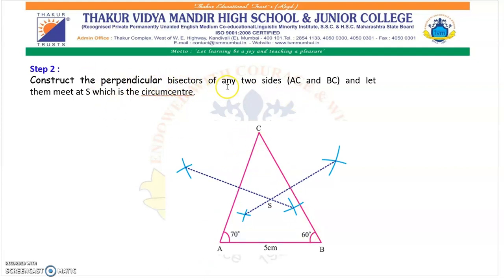Construction of bisectors we have learned in part 1. The same method you have to use here. Take the distance, measure the segment AC, take the radius more than half of AC, draw one arc outside, one arc inside, change the pointer to C, again take the radius more than half of segment AC, draw another arc intersecting the previous one, inside and outside, join the points of intersection of the arcs, we get the perpendicular bisector of AC. Same method we have to apply for the side BC also.